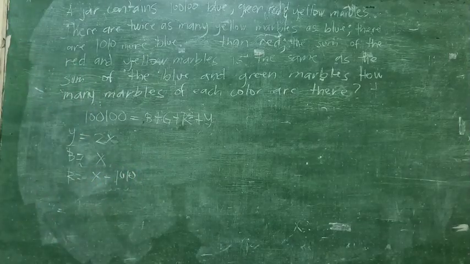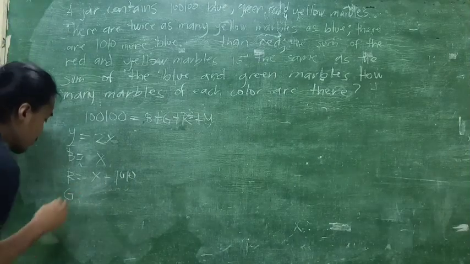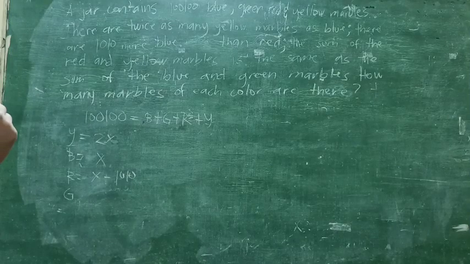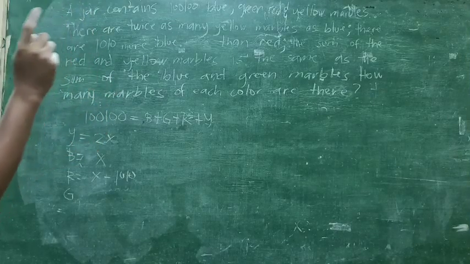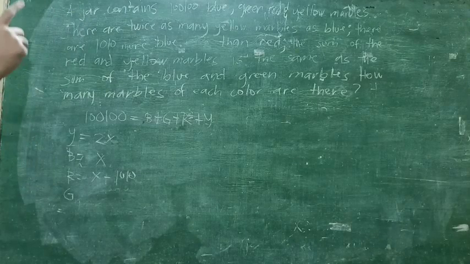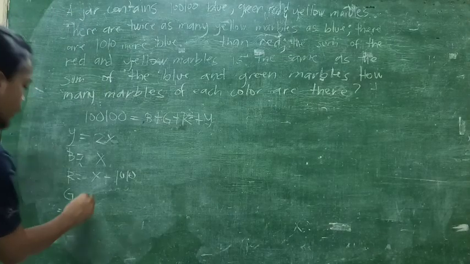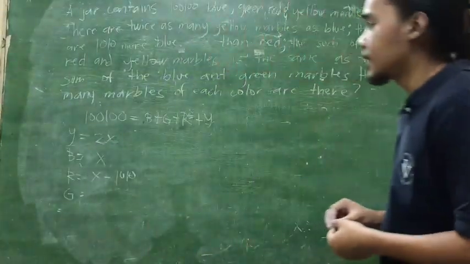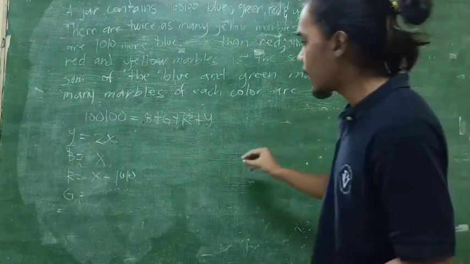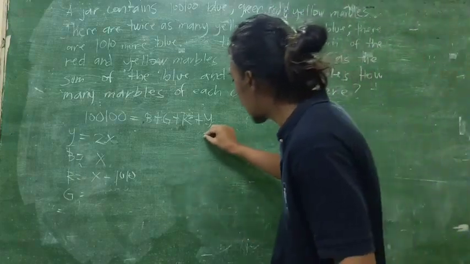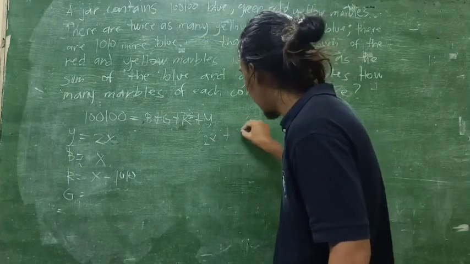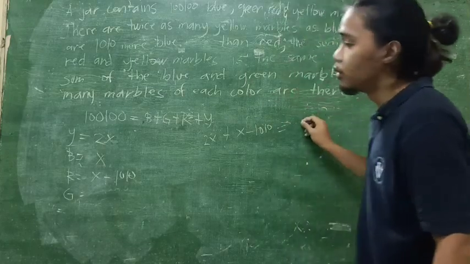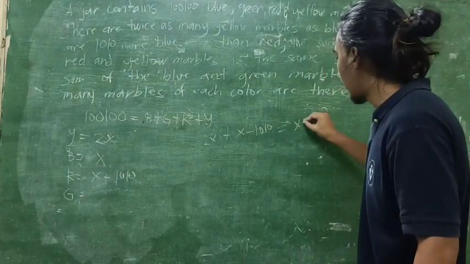Okay? And last, for our green marbles, it said there that the sum of the red and yellow marbles is the same as the sum of the blue and green marbles. So, it is not given. So, we have to look for it. But it is said that the sum of red and yellow, which is 2x plus x minus 1,010, is equal to the sum of the blue and green, which is x plus our green.